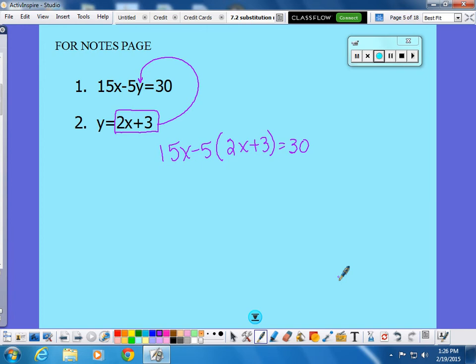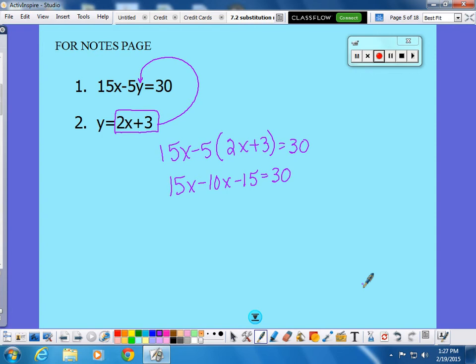Multiply. I had to multiply 5 times what? Y, the whole thing. So multiply it by 2x and by 3, right? What property did I form right here? That's right. Let's do it. So 15x minus 10x minus 15 is equal to 30.